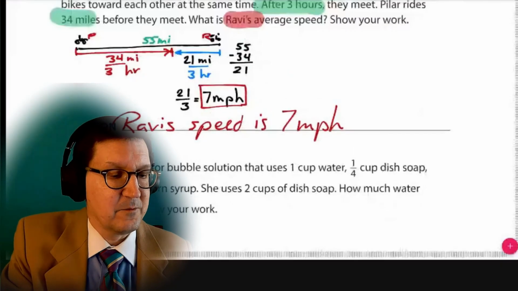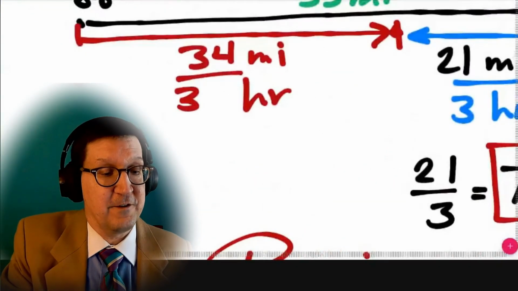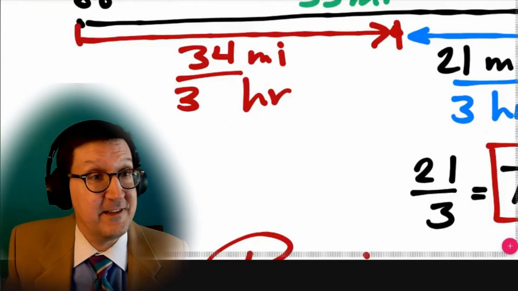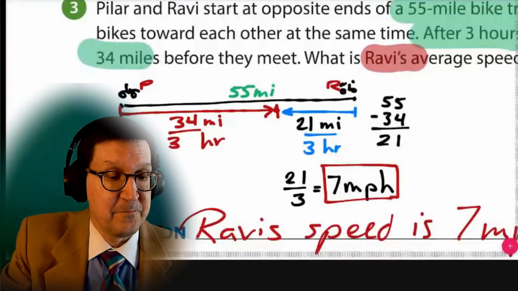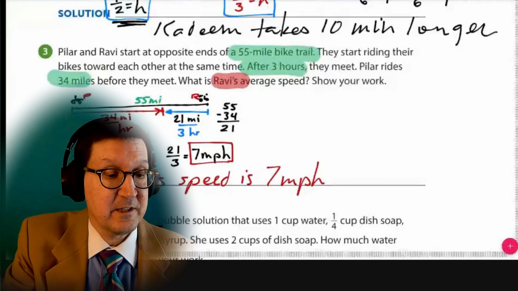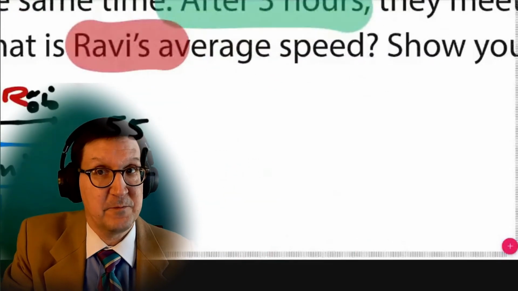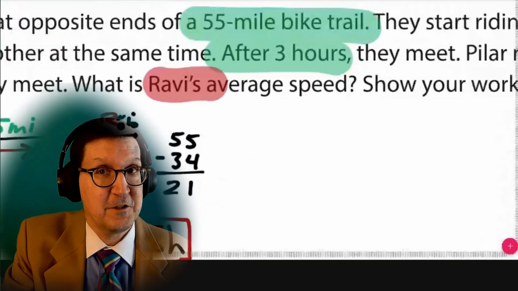All right. Now we could also find Pilar's, right? We could take 34, divide that by 3, and that would be his speed in miles per hour. But notice the question is just asking for Ravi's speed. So we're just using Pilar's speed to get to Ravi's speed.